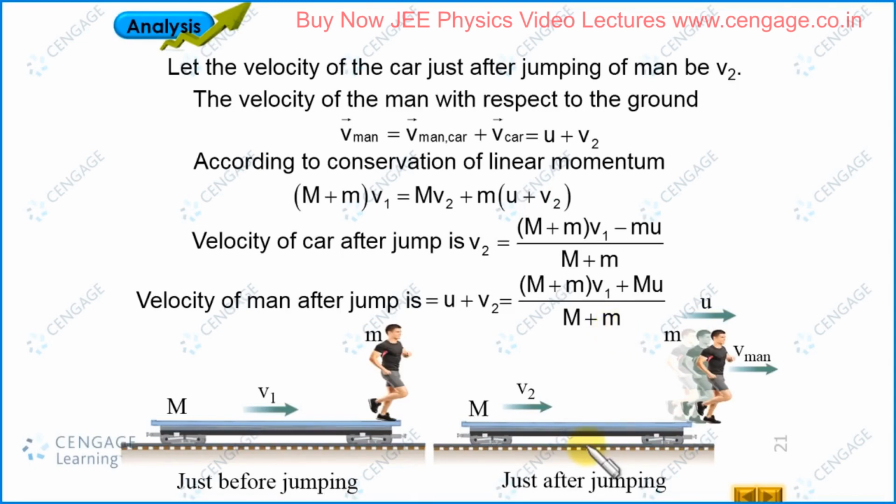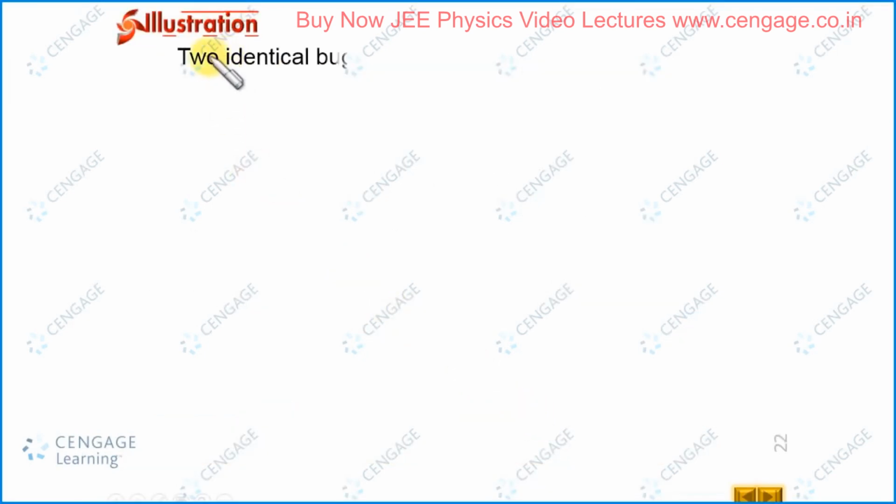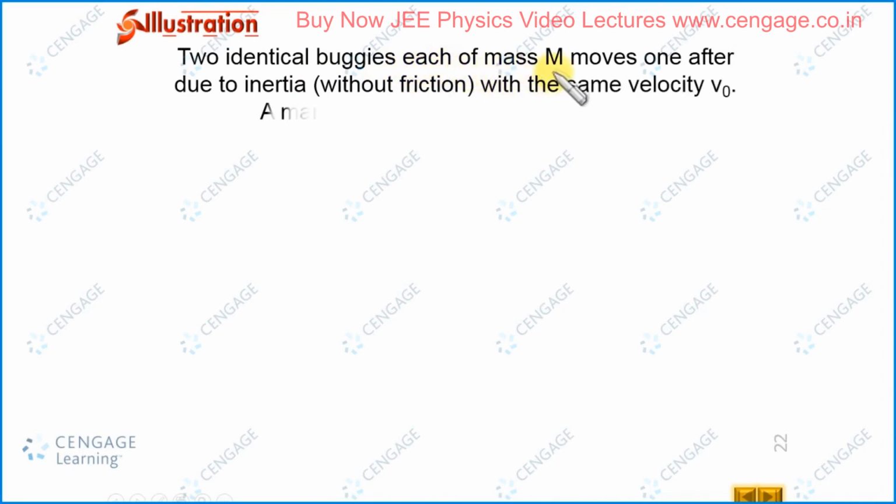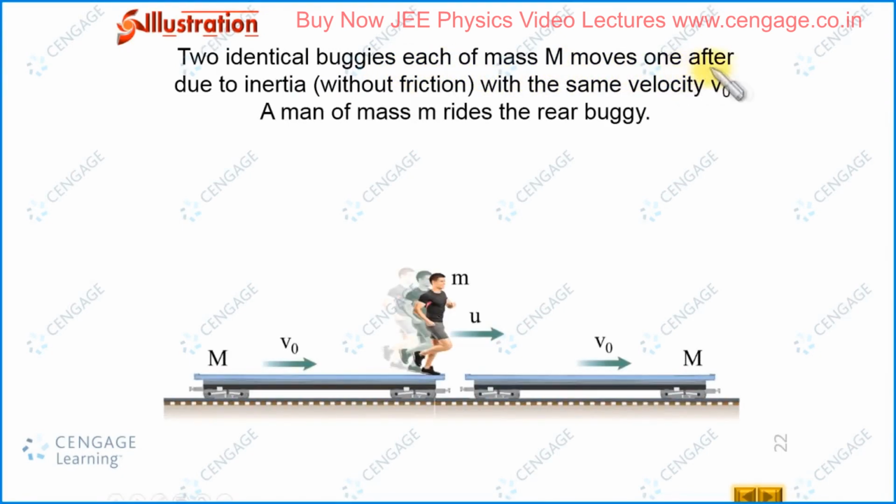Now let us move to the next illustration. In this illustration, it is given that two identical buggies, each of mass capital M, move one after another due to inertia without friction with the same velocity v0. A man of mass small m rides on the rear buggy.